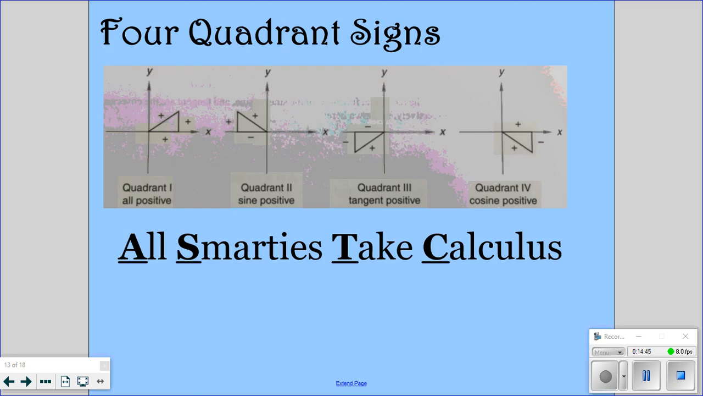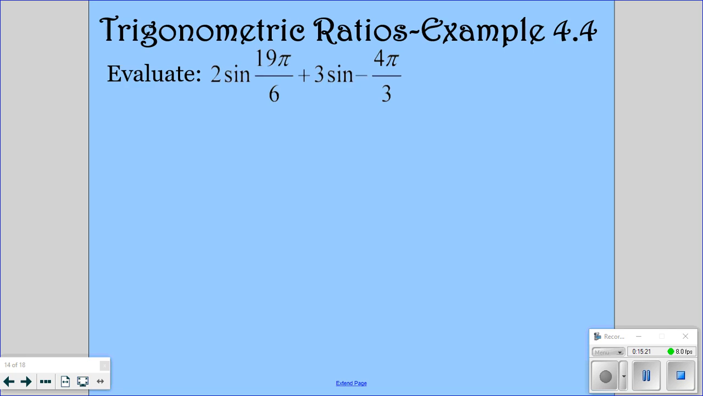All right, so your 4 quadrant signs. All smarties take calculus. Some of y'all may remember this from last year. All smarties take calculus. All of your sine, cosine, and tangent are positive in the first quadrant. Only sine is positive in the second quadrant. Only tangent is positive in the third. And only cosine is positive in the fourth. So that's the mnemonic that they give you to help remember your quadrant signs.